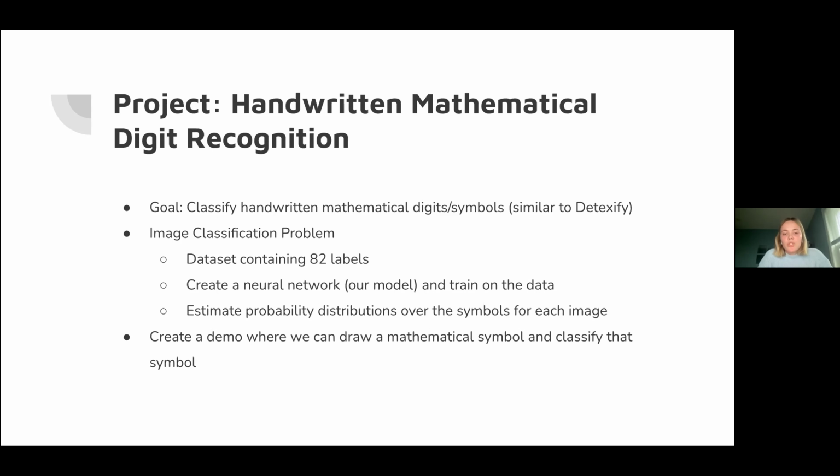We were able to return the probability distributions of the labels for each image in the data set, as well as the training accuracy, which is the performance measure that we selected for our model, and the test accuracy on the validation set, which is the held-out portion of our data set. We also were able to create a demo where we can draw a mathematical symbol from one of the 82 classes that we trained our model on, and then save the symbol to be fed through our model, which then returns a label predicting which class the drawing belongs to.